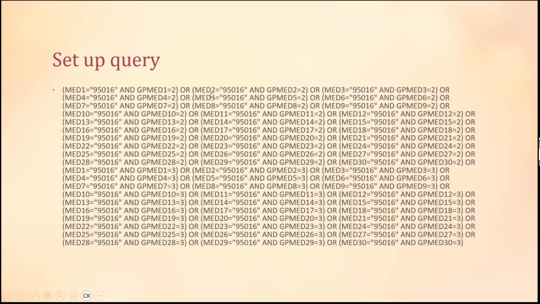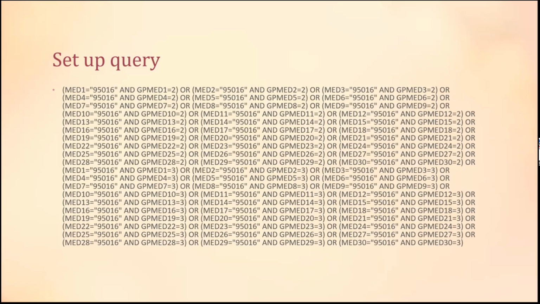So I want the database to look to see whether Med 2 also has 95016 and GP Med 2 is a discharge instruction. So I do that all the way to Med 30, because we know there's 30 meds right here. And then I start again, and each of my statements are separated by the term or. The reason is that we don't necessarily want Med 1 and Med 2 to both equal 95016, because that's not true, right? It's unlikely that a patient is given amphetamine as their first medication and amphetamine as second medication. That second medication could be something else, like an opioid or something.